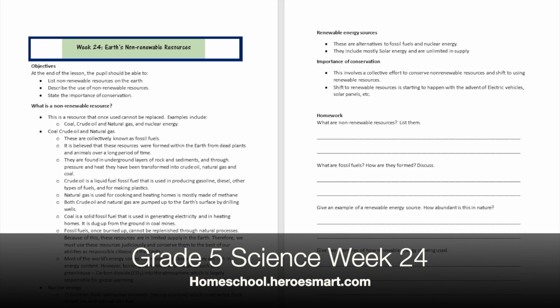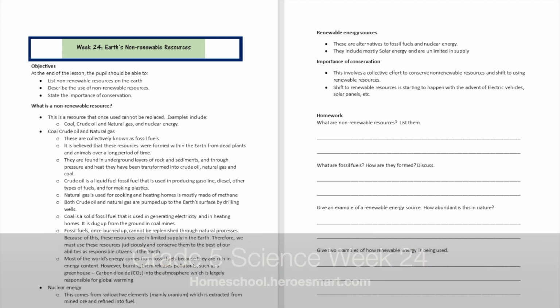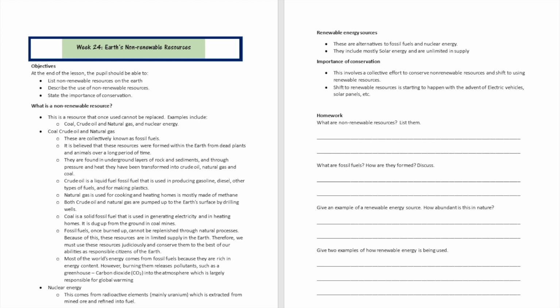This is going to be 5th grade science, and we're going to be doing week number 24 of the curriculum. So today we're going to be talking about the Earth's non-renewable resources. Last week we talked about the Earth's renewable resources, but right now we're going to be talking about the opposite of those: resources that once they get used, there is no replenishing them. So what are those non-renewable resources?